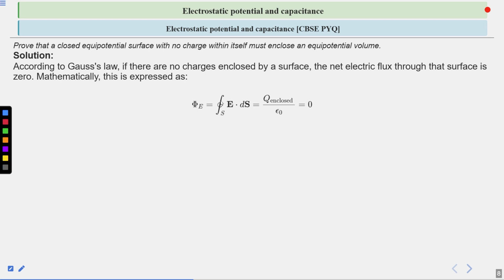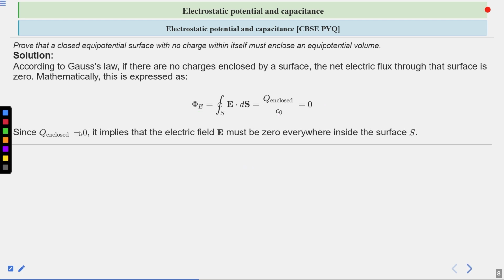Electric flux is equal to the closed integral over the surface of E dot dS, the electric field and area element, equal to Q enclosed divided by epsilon naught. So the electric flux through any closed surface is Q enclosed divided by epsilon naught, which is constant, and it is equal to 0 if Q enclosed is 0. If there is no charge within that surface, then this electric flux will be 0. Since Q enclosed is 0, that's why the flux is 0.